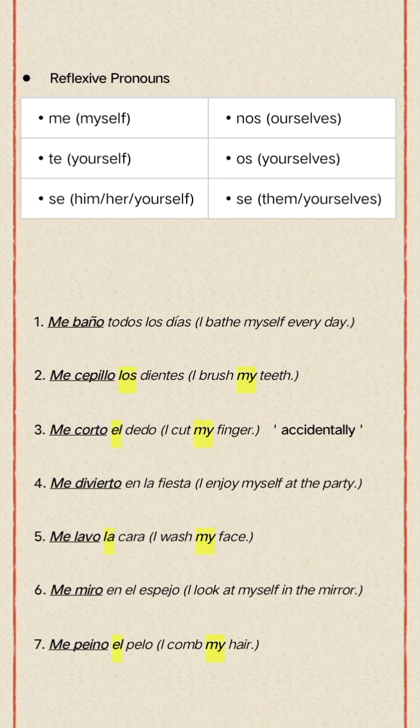Now, as you can see, I highlighted some words and noticed that instead of using the possessive pronouns, in Spanish, we simply use the articles el, la, and las. This is because in reflexive verbs, the reflexive pronouns already indicate who received the action, so it's not necessary to use possessive pronouns.